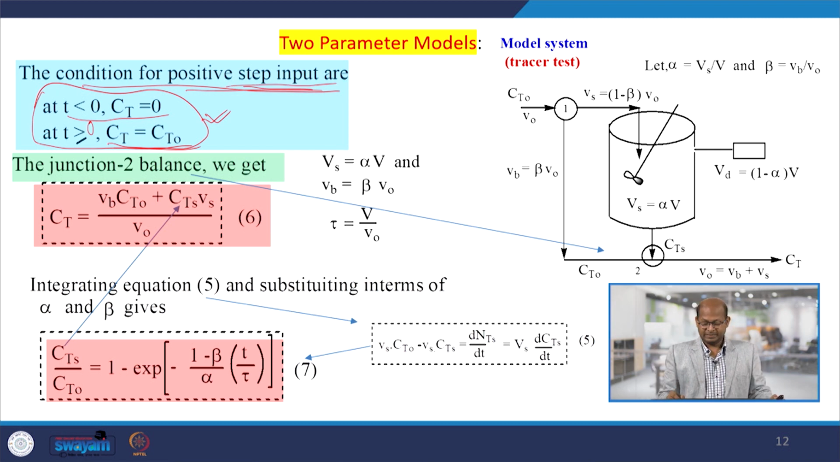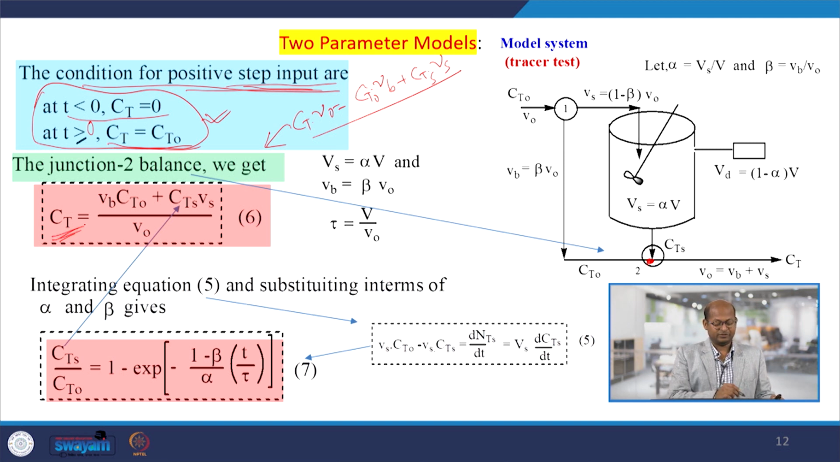So, now at junction 2, if we do the material balance at junction 2, then we can get Ct into V0 equals Ct0 into Vb plus Cts into Vs. So, this is the material balance at junction 2. Then equation 6, in terms of Ct on the left-hand side and the rest on the right-hand side, is this.